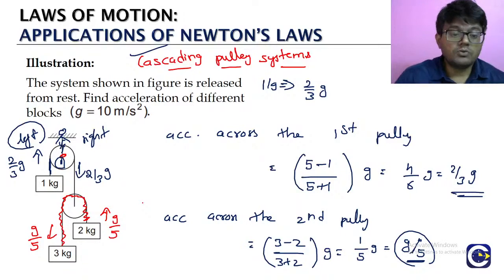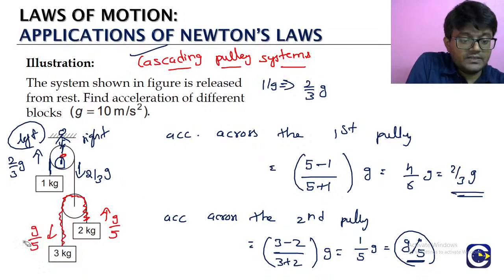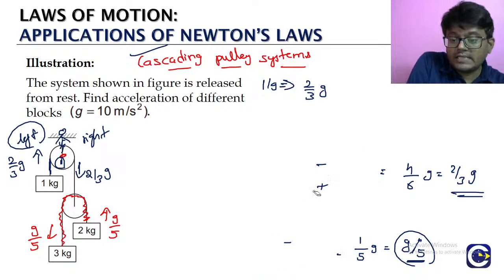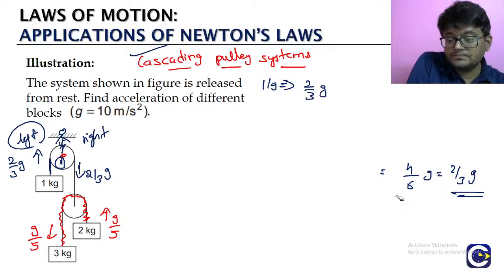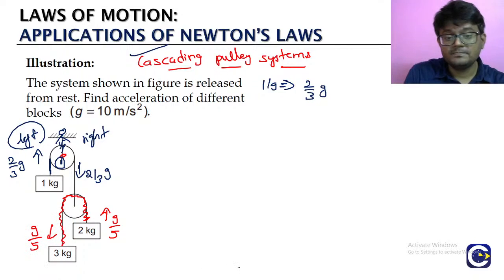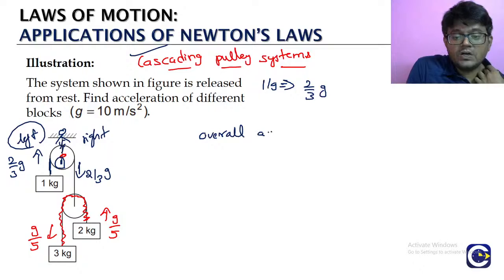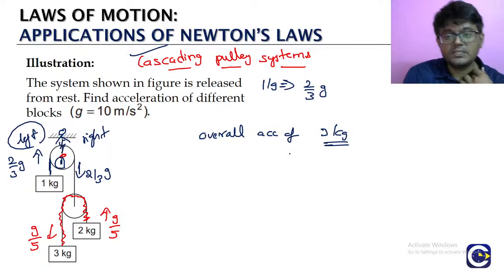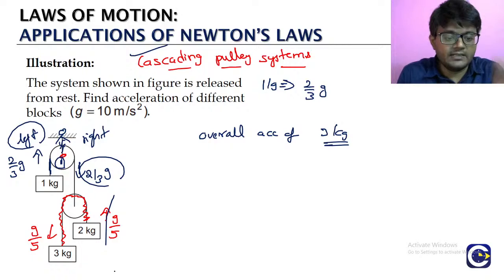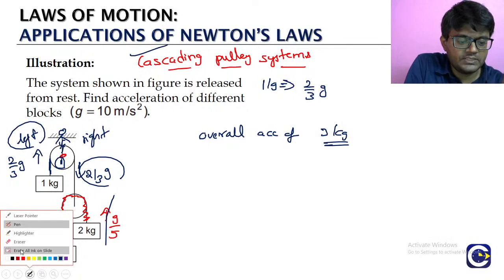Now when we want to talk about the total acceleration of the 3 kg block, remember 3 kg block is having 2 accelerations coming, one from the movement of the ropes across the first pulley and other acceleration coming from the movement of the ropes across the second pulley. So overall acceleration of 3 kg, it's like acceleration coming from 2 sources. Overall acceleration means resultant. Look at this. Because of the movement of the rope across the first pulley, the entire right side setup is going down with how much acceleration? 2 by 3 into g, right? Means what?